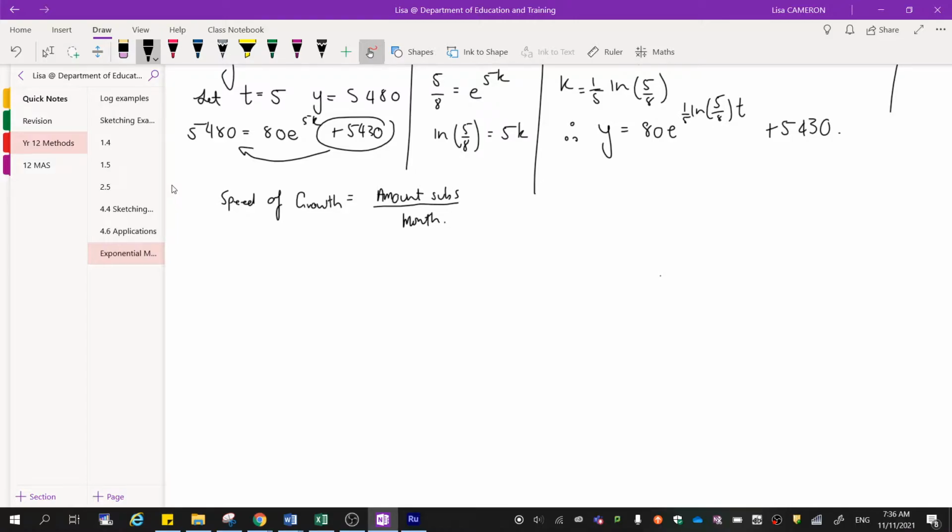So that is what the derivative is going to tell us. At any given point in this year of time frame that we've got graphed, what is the amount of subs per month? So again, to do that, I'm going to do dy over dt is equal to d over dt, bracket 80 e to the power of 1 over 5 ln 5 over 8 t plus 5430.